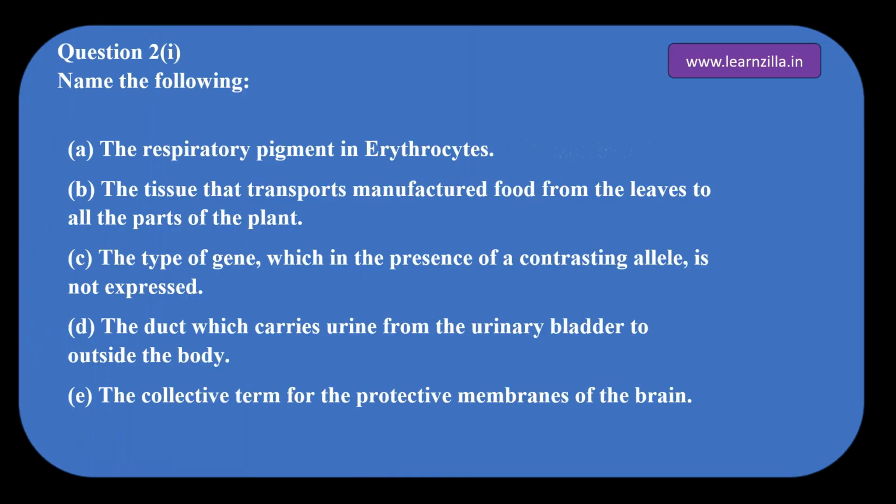Next question is, name the following. The respiratory pigment in erythrocytes. Very simple, it is hemoglobin. The tissue that transports manufactured food from the leaves to all the parts of the plant. I know you are already ready with the answer. The right answer is phloem. Phloem tissue transports manufactured food from the leaves to all parts of the plant.